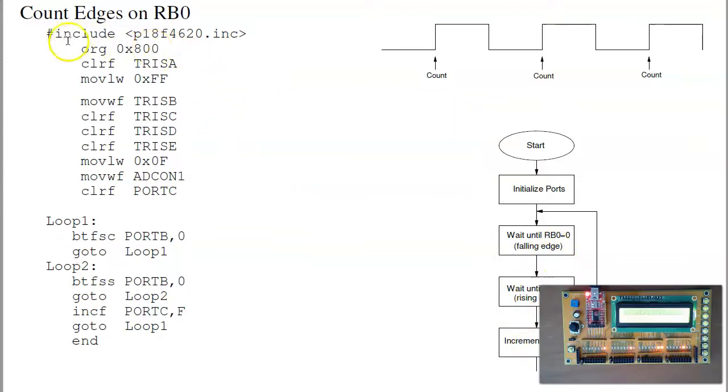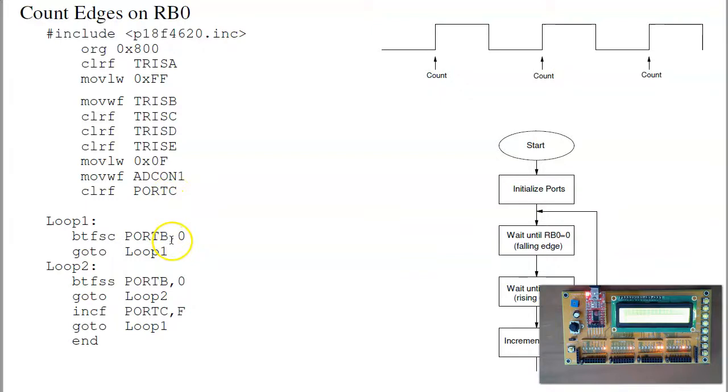And the way the code works, I first have to offset the code by 800. That's to bypass the bootloader. I'll make all the ports output except for port B. Port B is input. That's to move FF to TRISB. 1 means input, 0 means output. Everybody's digital. And starting from 0, clearing port C.